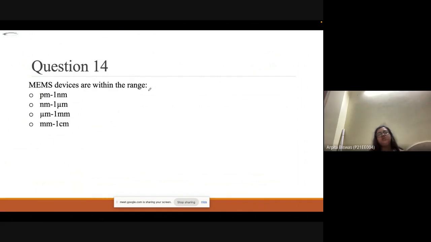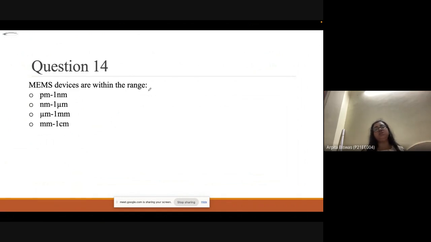Now we are moving towards question number 14. MEMS devices are within the range of: the first one is picometer to 1 nanometer, the second option is nanometer to 1 micrometer, the third option is micrometer to 1 millimeter, and the fourth option is 1 millimeter to 1 centimeter. So what is the right answer?